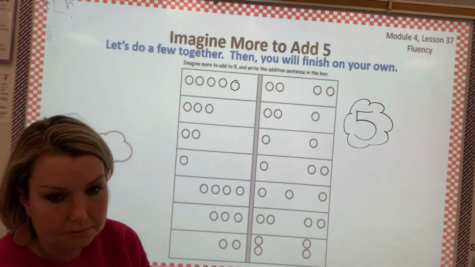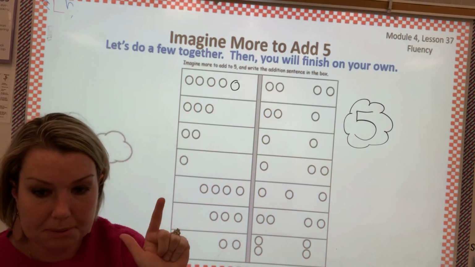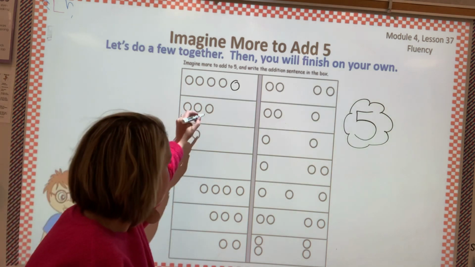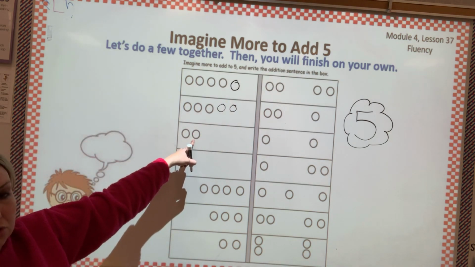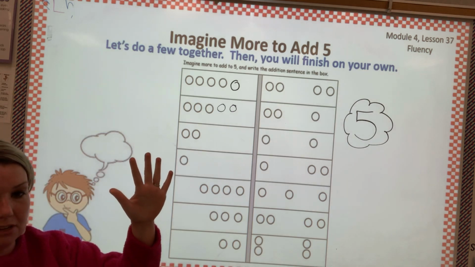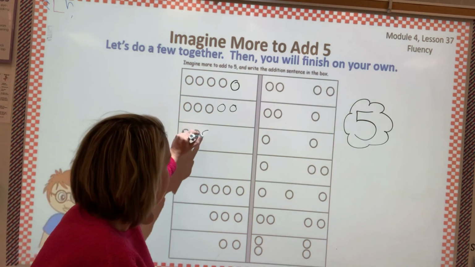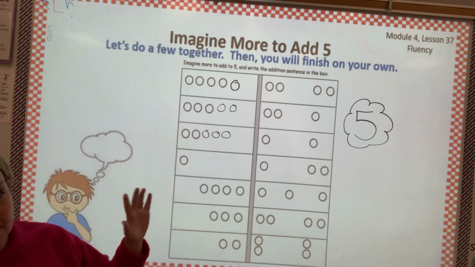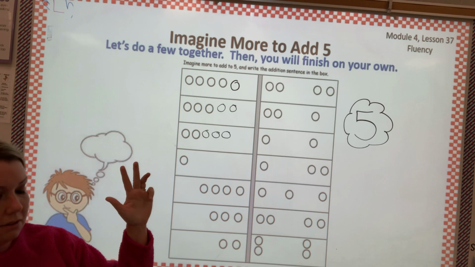Let's look here. We have 5 fingers, and there are 3. So I'm going to put 3 down. How many more do I need to make 5? 2. Here we have 2. So I'm going to hold up 5 fingers, and I'm going to put 2 down. How many more do I need to make 5? 3. Here we have 1. I'm going to hold up 5 fingers. I'm going to put 1 down. How many more do I need to make 5? 4.